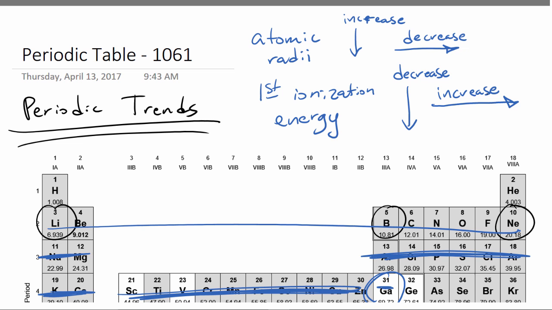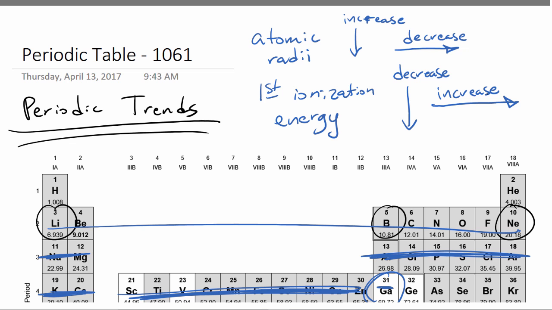As the radius gets smaller, it requires more energy to remove the first electron. Exactly. So as the atoms get smaller, it requires more energy to remove that first electron. Can anybody think why decreasing the size of the radius would cause there to be more energy to remove an electron? It has to do with attractions, exactly.